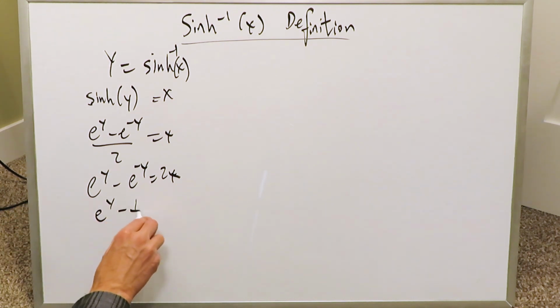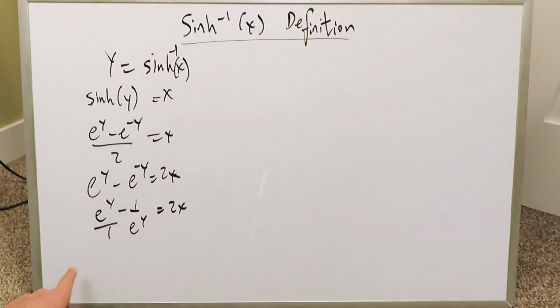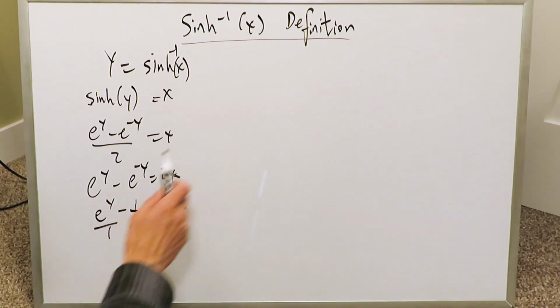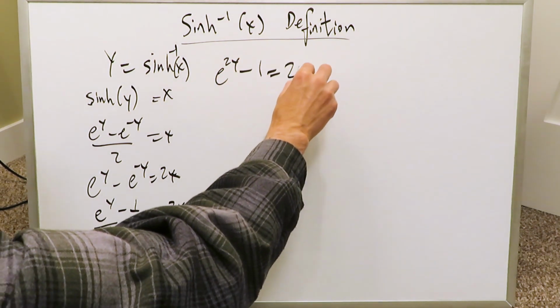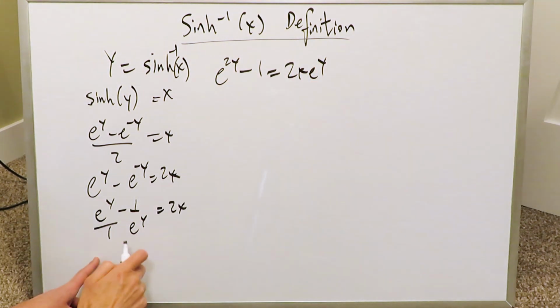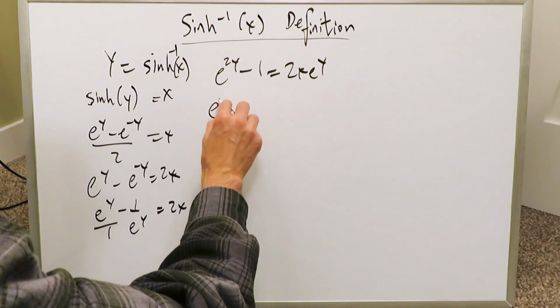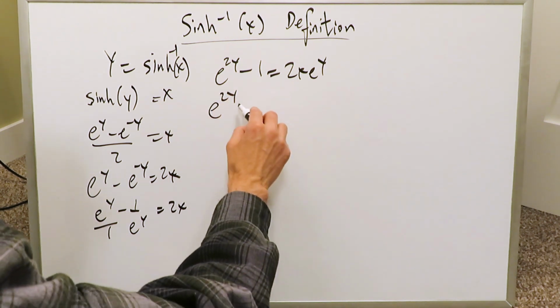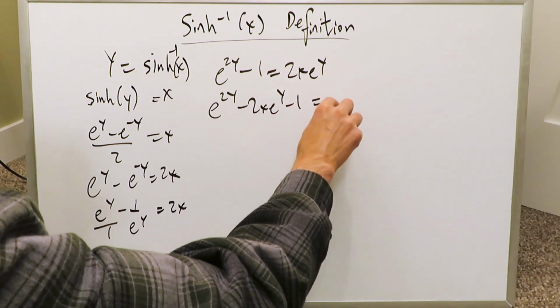E to the y minus 1 over e to the y is equal to 2x. A common denominator over here would help. And you do this part right here, you'd have e to the 2y minus 1 is equal to 2x e to the y. I did the common denominator e to the y and I cross multiplied it and I attached it to the 2x. I want to convert everything here in regards to a quadratic style equation, and you're seeing it all come into form right over here.